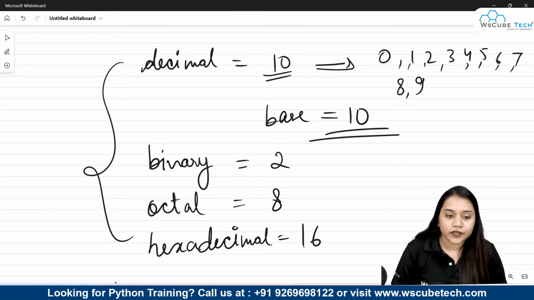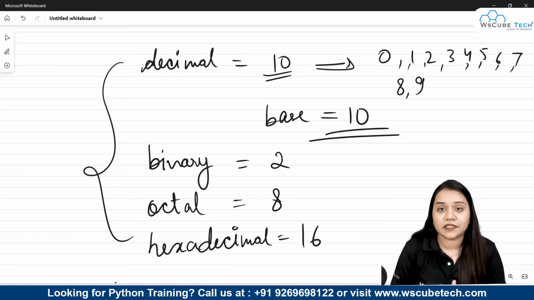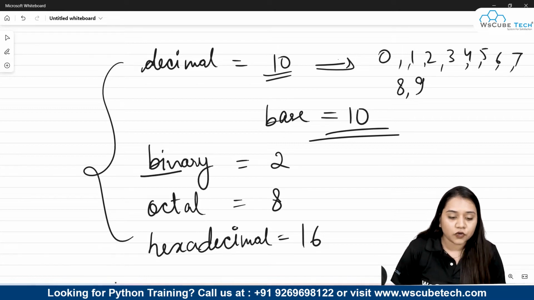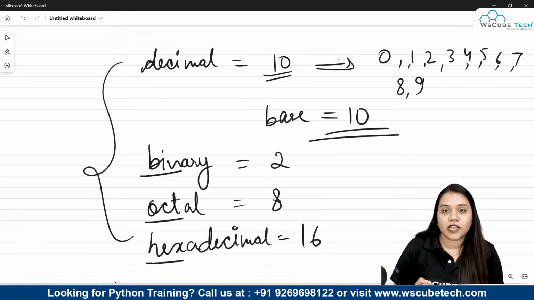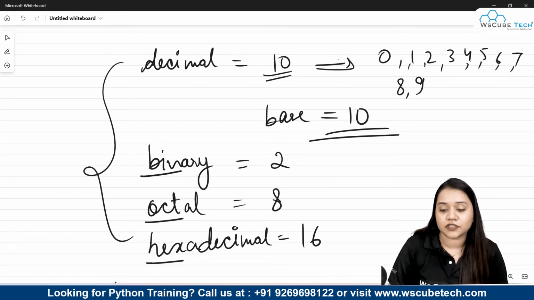So what we need to do is convert a decimal number into a binary number, octal number and a hexadecimal number. For that we have very simple functions inside Python. We have a bin function to convert into binary, an oct function that allows us to convert it into an octal number, and a hex function which allows us to convert it into a hexadecimal number. So let's have a look at how these functions can be applied.